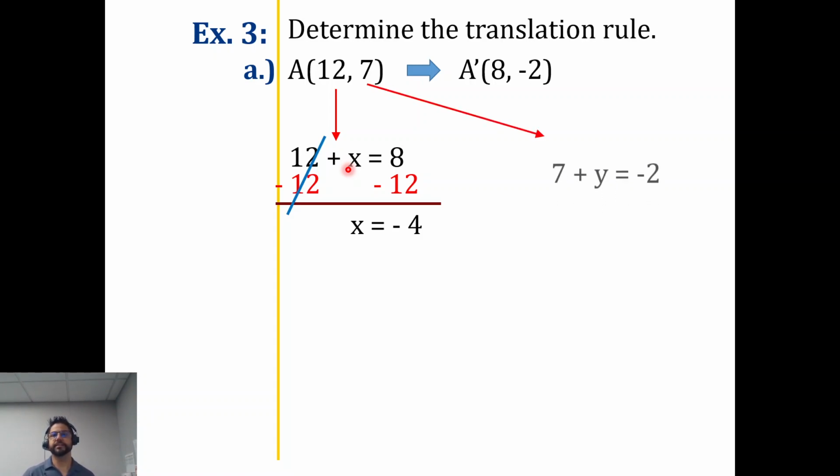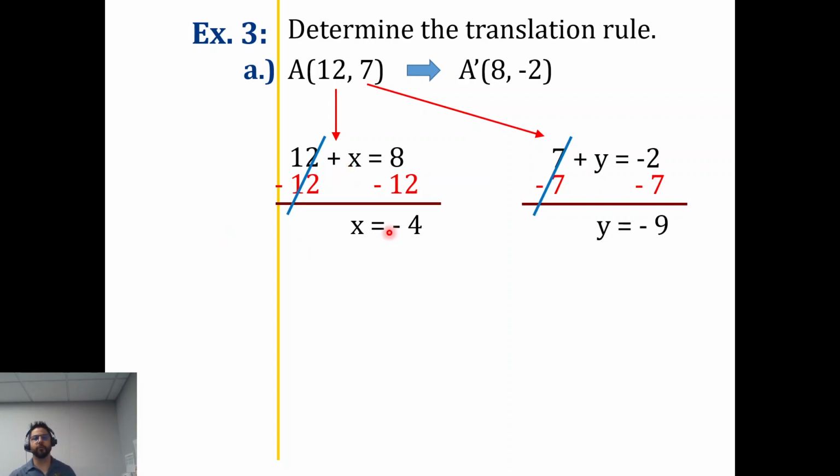For the 7 to become -2, again, we have it set up, the 7 plus y, because again, it's the y location. Again, a lot of you knew that you'd be moving down, specifically 9 spaces. So y equals -9. So the words would be 4 units to the left and 9 units down. The arrow notation, though, would look like this. x subtract 4, because that means 4 units to the left, and y subtract 9, because that means 9 units down.